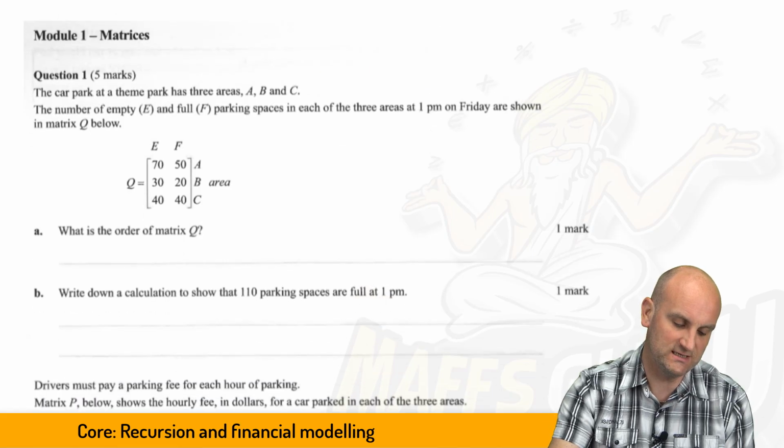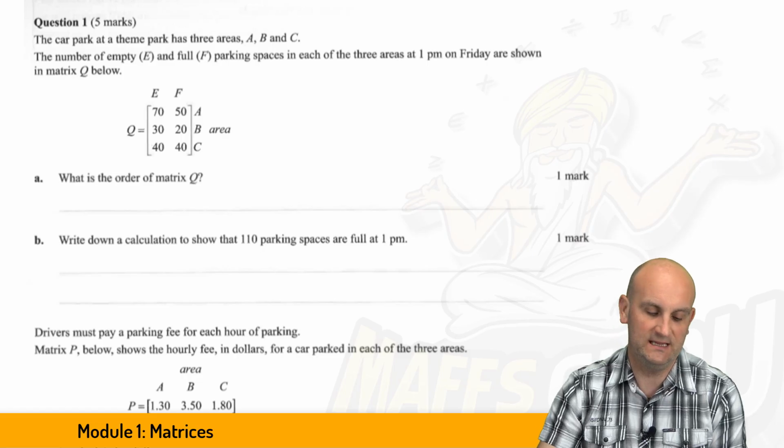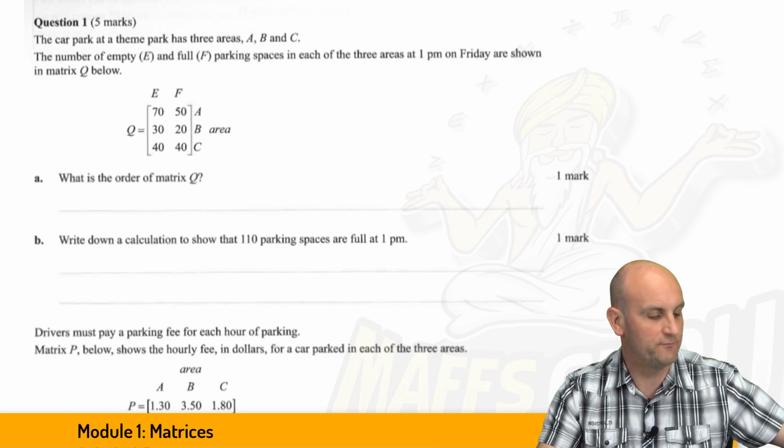So matrices. The car park at the theme park has 3 areas, A, B, and C. The number of empty and full parking spaces in each of the 3 areas at 1 p.m. on a Friday are shown in matrix Q below. What is the order of matrix Q?